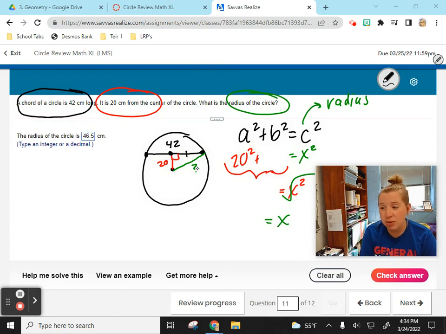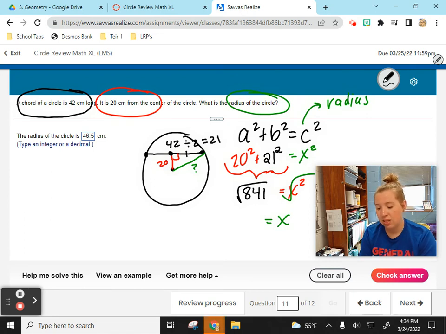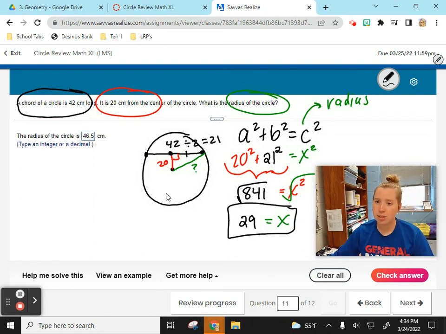So what do I have to do with that 42? I've got to divide it by 2. It's going to give me 21. I really should have added 21 squared there. So, easy thing to correct in my calculator. Just type my new numbers in. I get 841. I've got to take the square root of it though. And the square root of 841 is 29. And that's my final answer.